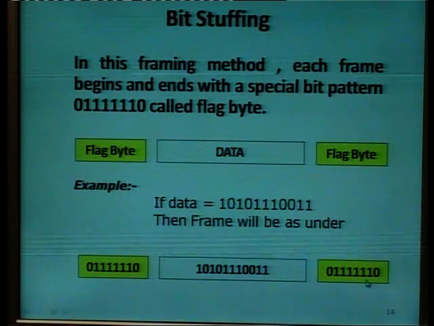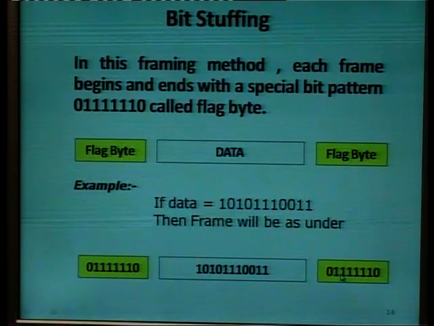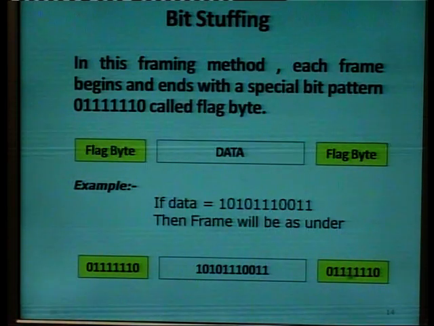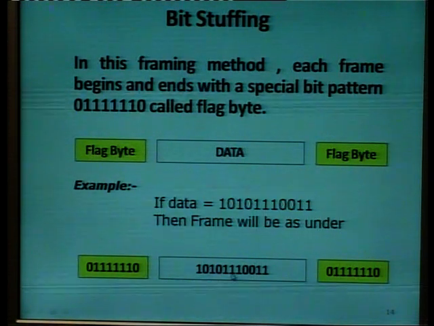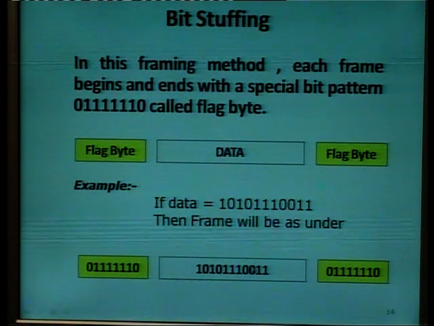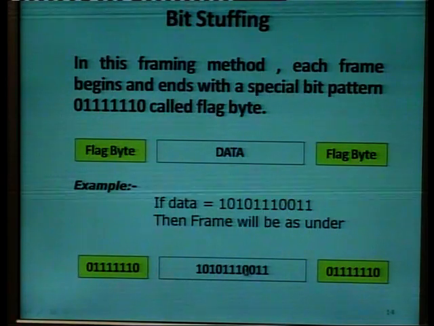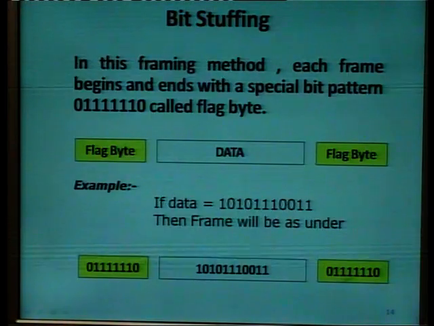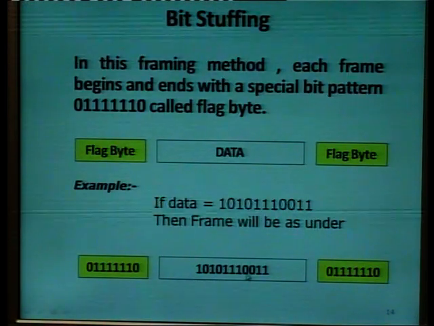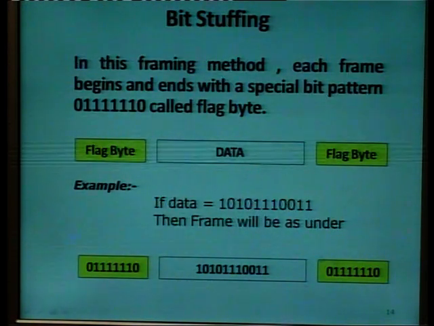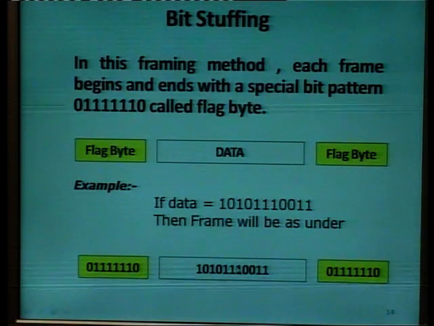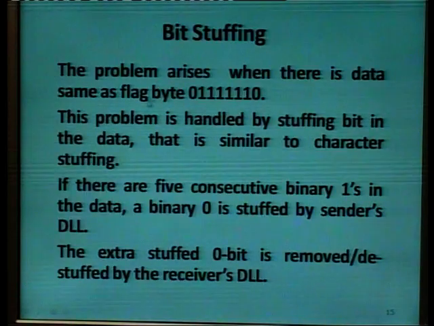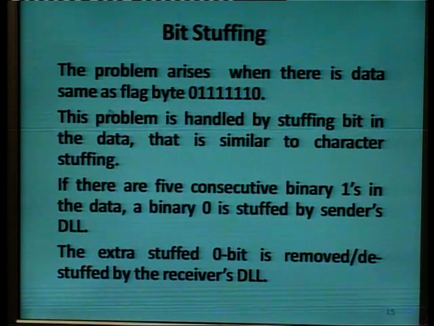and a similar or the same flag byte will be added after the data. Now the problem remains the same as in byte stuffing or character stuffing, that this type of pattern may be repeated in the data. So the sender's DLL, the data link layer, takes care that this type of byte should not be in the data itself. If there is data of a similar pattern, then that has to be taken care of by the sender's DLL, as shown in the example. The problem arises when there is data same as the flag byte.